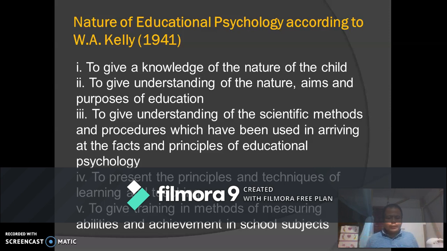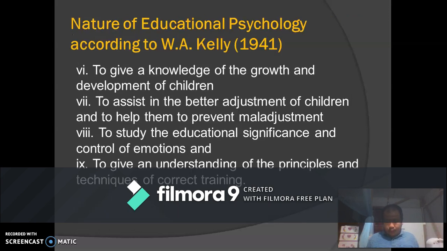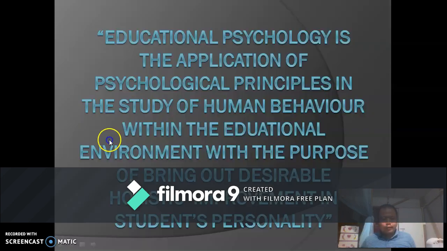Educational psychology also gives training in methods of measuring abilities and achievement in school subjects. Educational psychology also gives a knowledge of the growth and development of children. It also assists the students or children in adjusting their behavior and preventing maladjustment. Educational psychology studies the educational significance and control of emotion. And finally, educational psychology gives an understanding of the principles and techniques of correct training.